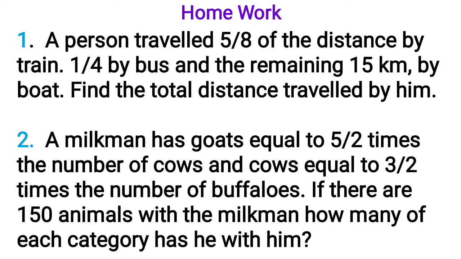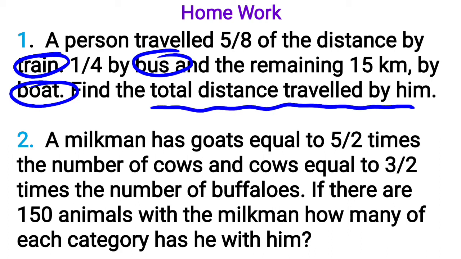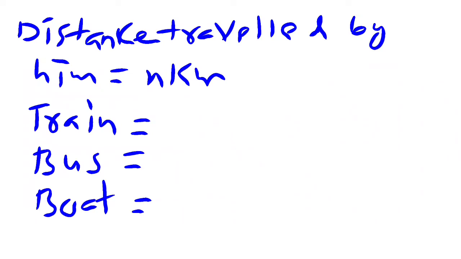So in this question, train, bus and boat are three different modes, so we should not take any distance as x. So that is why the total distance traveled by him equals x kilometers. Here the distance traveled by him equals x kilometers.